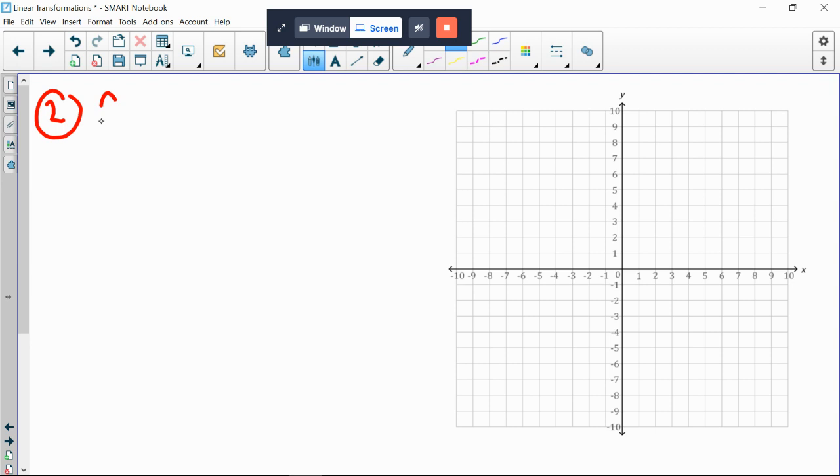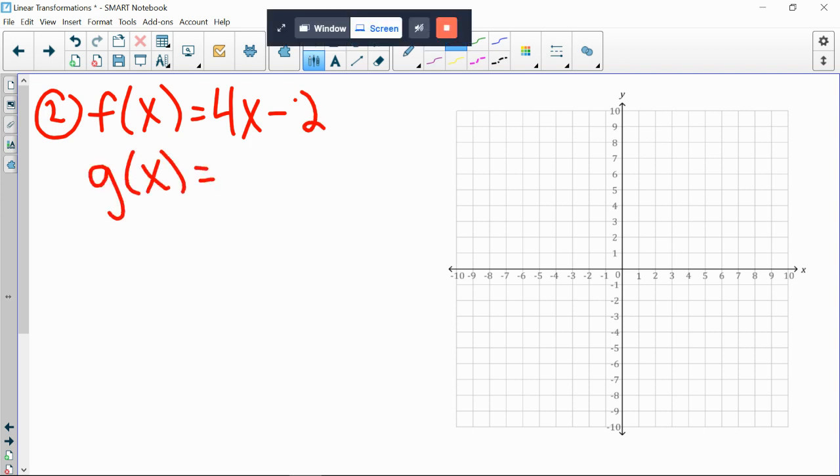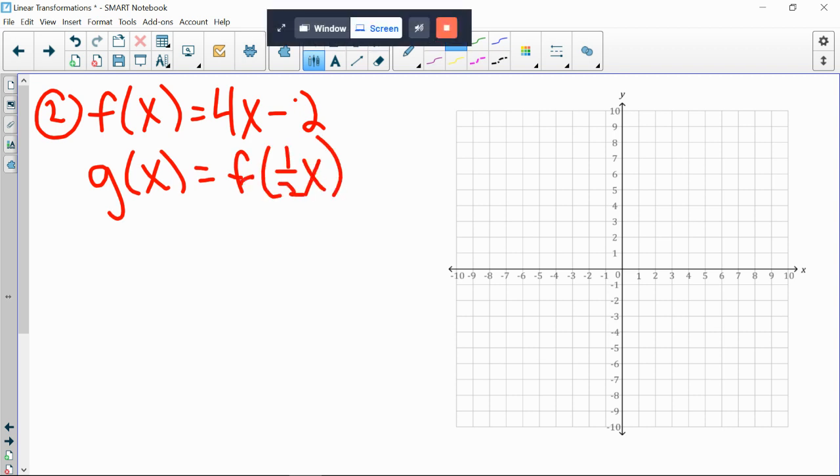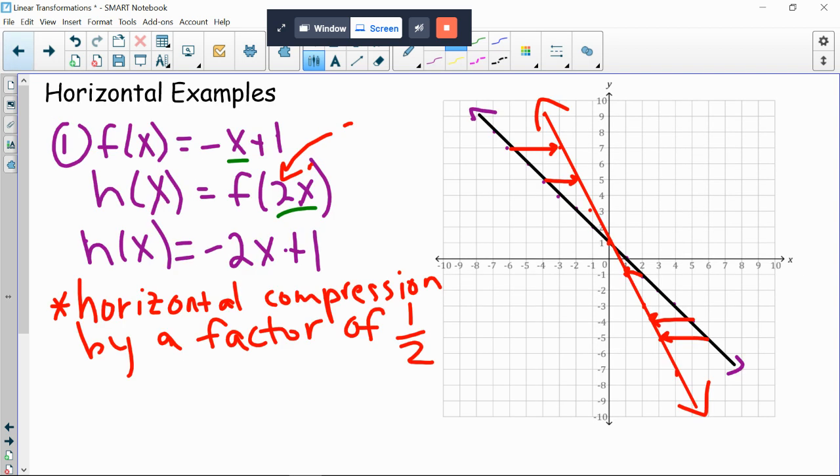Number 2 is f of x equals 4x minus 2. And your rule is g of x equals f of 1/2 x. We are going to, oh, wait, go back to the other one. I forgot to mention. Again, I would make a note in your notes that the y-intercept stays the same.